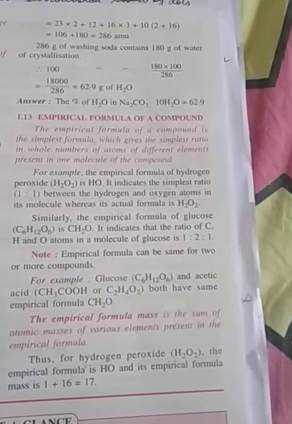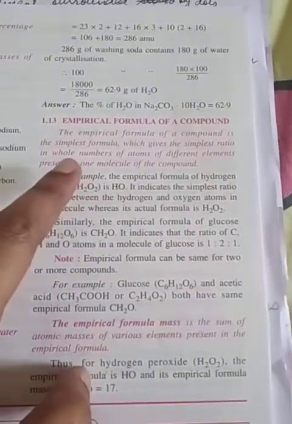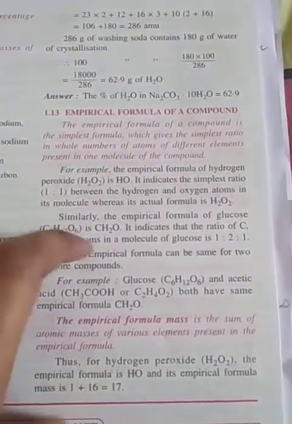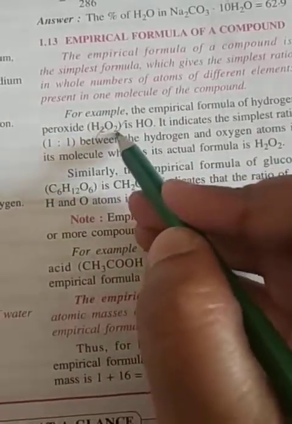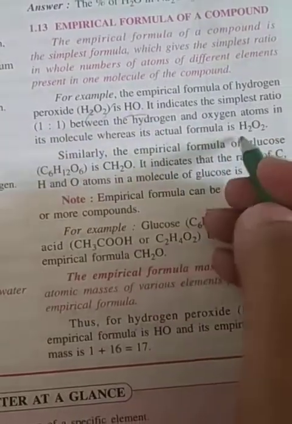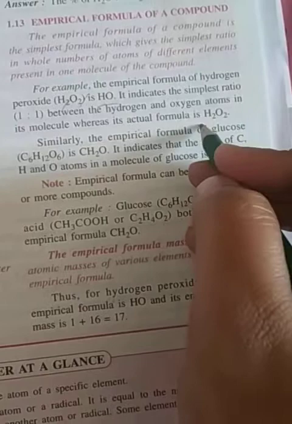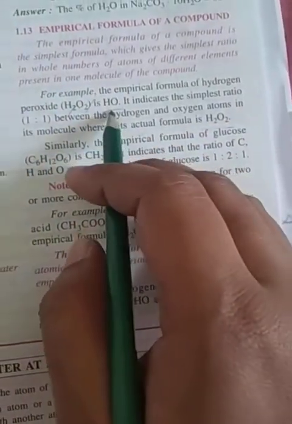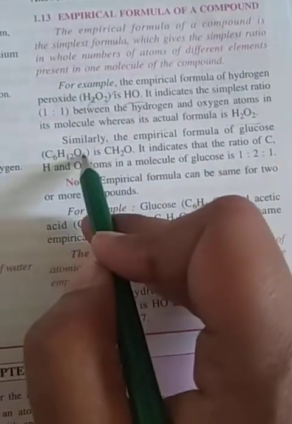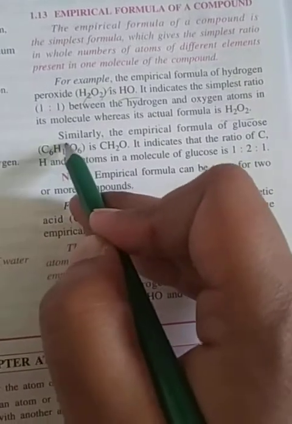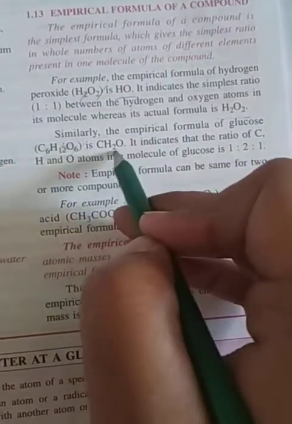The last topic of this chapter, that is the empirical formula. Empirical formula is just the simple ratio of the elements in the compound. Simplest formula gives the simple ratio in whole numbers like H2O2. Simple ratio what will it be? This can be cut and we get HO. Okay, water's will be H2O only, but this is H2O2. This is the actual molecular formula and this is the empirical formula. C6H12O6, 1, 2, 1. So CH2O.